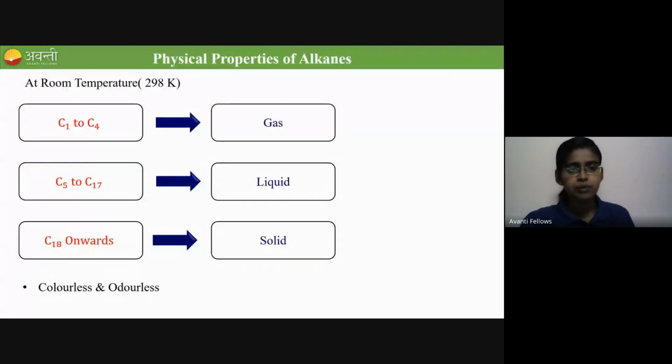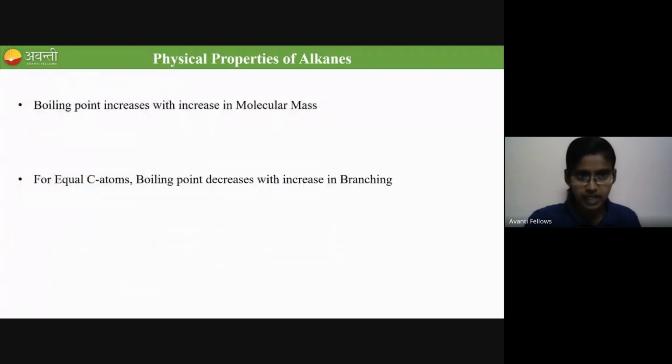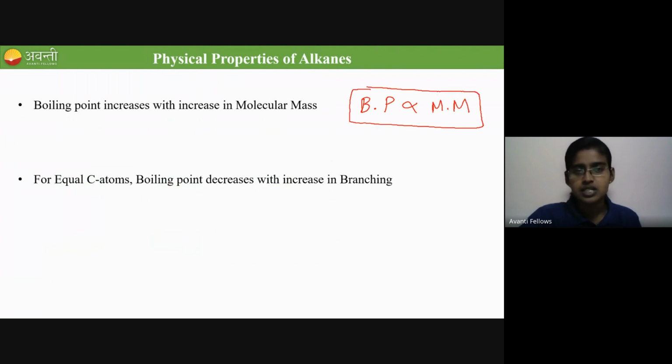The very important physical property of alkanes is the boiling point. You can see the boiling point increases with increase in molecular mass. So what is the relation? Boiling point is directly proportional to the molecular mass. You are going to use this relation if the molecular masses are different for two compounds. Then you have to use this relation. The one which has the highest molecular mass will have the highest boiling point.